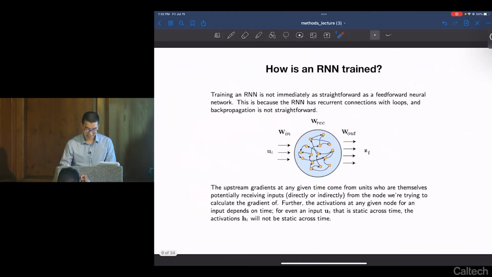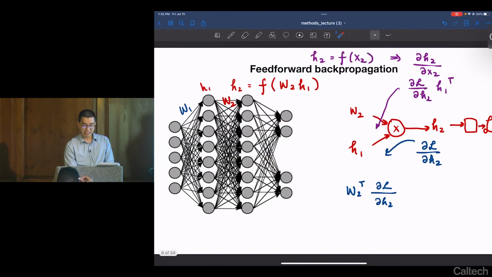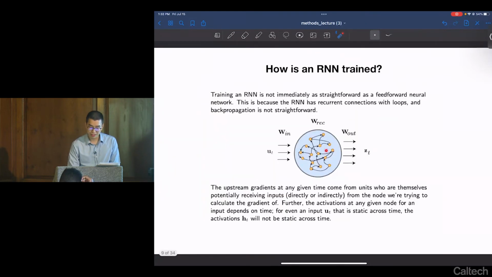Okay, so let's then get to the recurrent neural network. So for a feed-forward neural network, it's really straightforward to backpropagate because you're just using the chain rule, and there's only one direction that you can go. The problem with the recurrent neural network is that now there are loops, right? And so there's not just one direction that you backpropagate through. You have to backpropagate in all sorts of different directions.